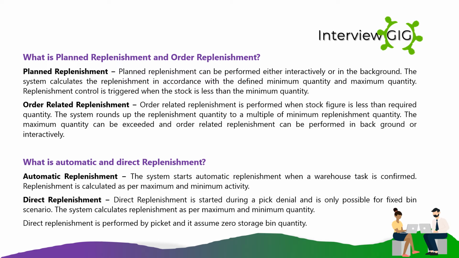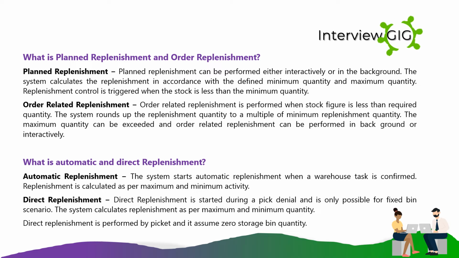What is planned replenishment and order replenishment? Planned replenishment can be performed either interactively or in the background. The system calculates the replenishment in accordance with the defined minimum quantity and maximum quantity. Replenishment control is triggered when the stock is less than the minimum quantity. Order-related replenishment is performed when the stock figure is less than the required quantity. The system rounds up the replenishment quantity to a multiple of the minimum replenishment quantity. The maximum quantity can be exceeded, and order-related replenishment can be performed in the background or interactively.